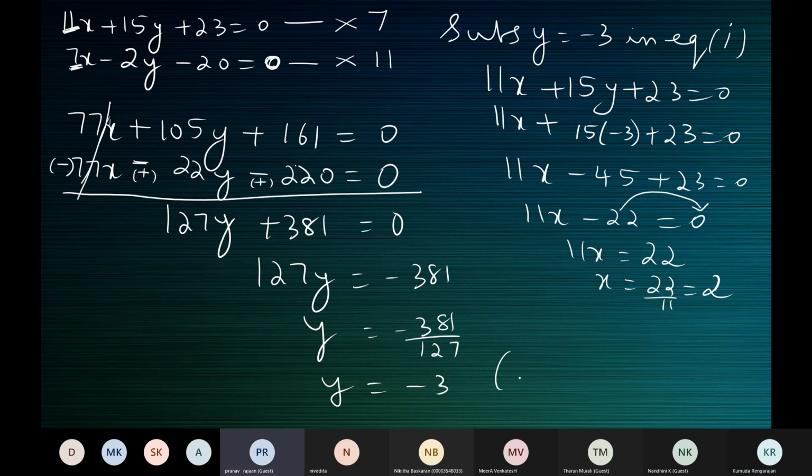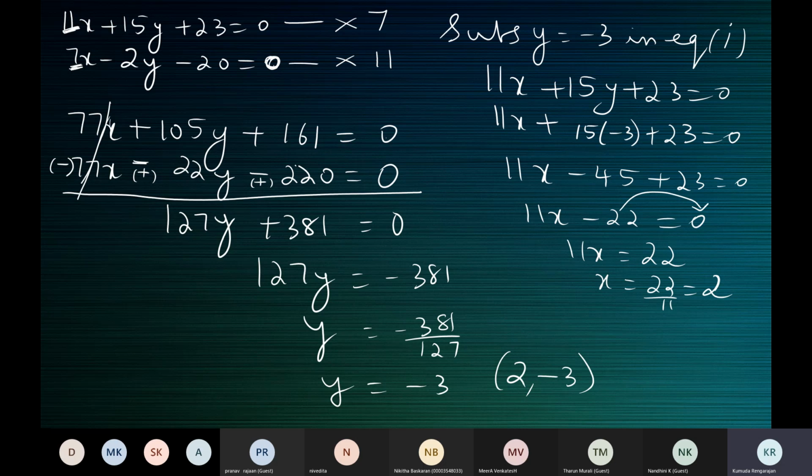X is equal to 2, y is equal to minus 3. Correct. 2 comma minus 3. You should not write minus 3 comma 2. You should write the x value first and then the y value. So see, whether you eliminate x first or y, the solution set will be the same. Please write down this also, children.